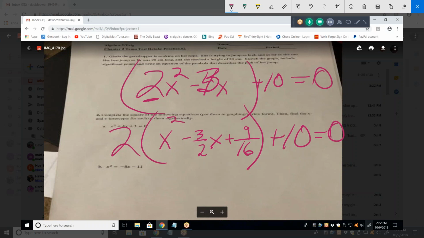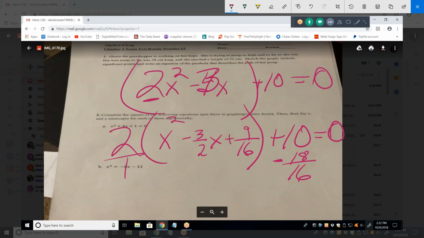What is that? Would it be 18/36? You just multiply numerators only. Think of that 2 as being 2 over 1. I multiply numerators, multiply denominators, that's 18/16. So I'm going to subtract 18/16. And that's how you do those.